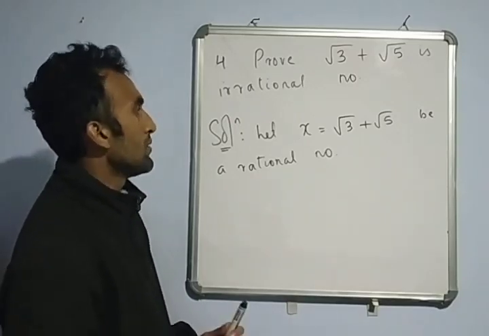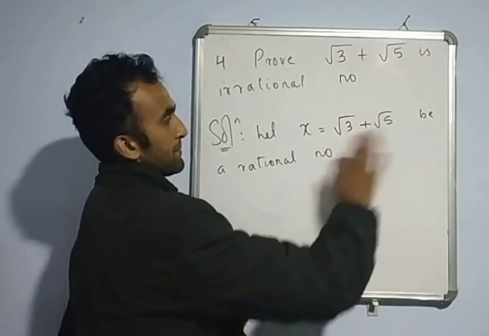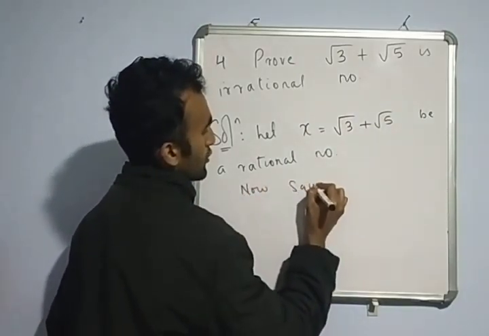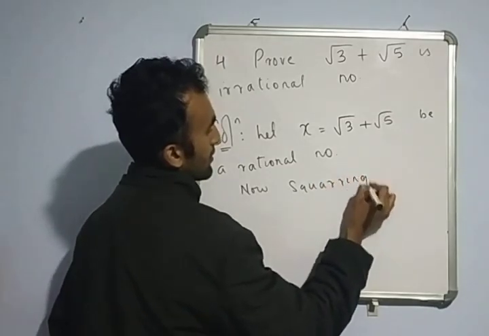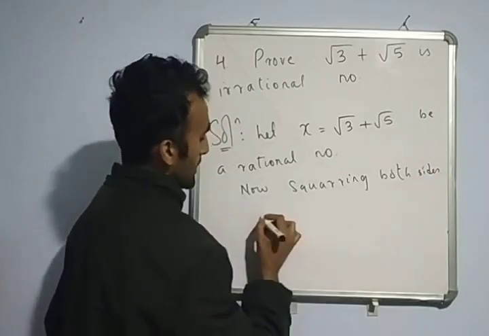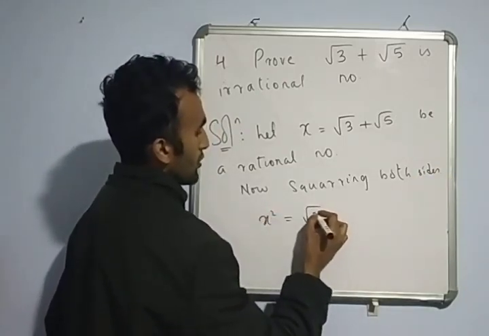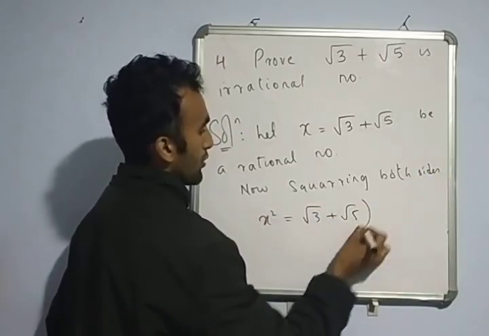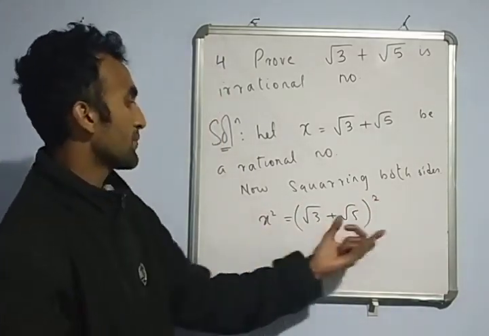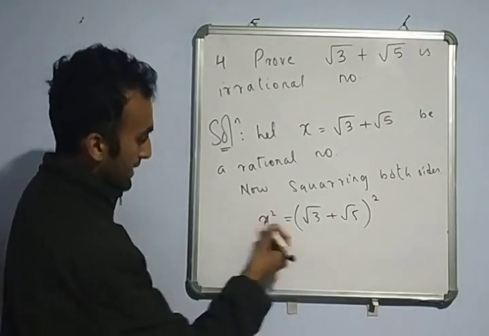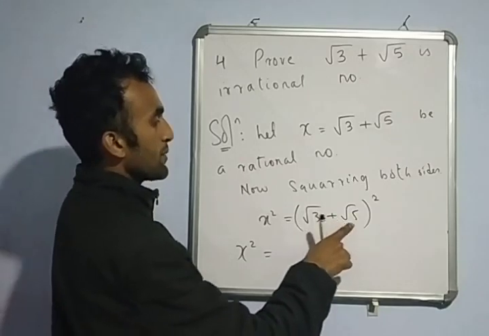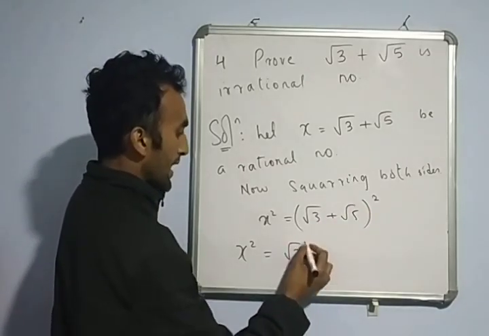Now what will I do now? I will square both sides. Squaring both sides, what does it become? X square equals to root 3 plus root 5 whole square. It's not an individual square, it will be whole square. That's called squaring both sides. This side as it is, but this side you check. It is a plus b whole square, a square identity I am using.